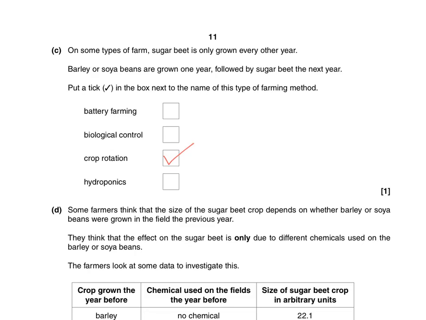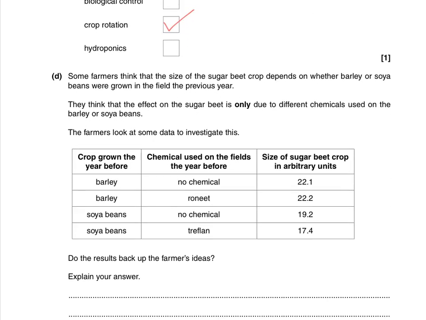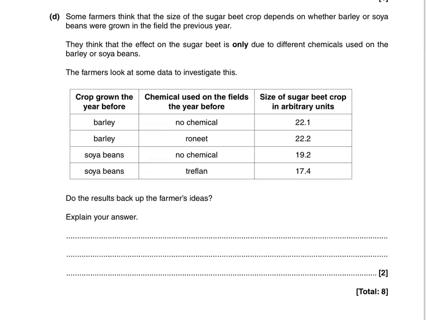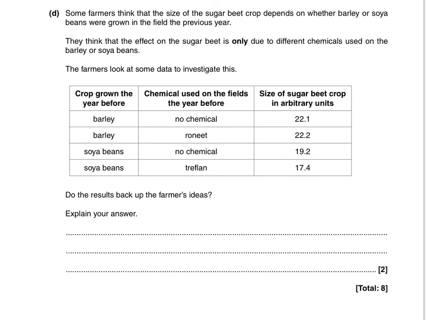Last question then. Some farmers think that the size of the sugar beet crop depends on whether barley or soybeans were grown in the fields the previous year. They think that the effect on the sugar beet is only due to the different chemical used on the barley or soybean. The farmers look at some data to investigate this. Do the results back up the farmer's ideas? Explain your answer. So let's have a little look.